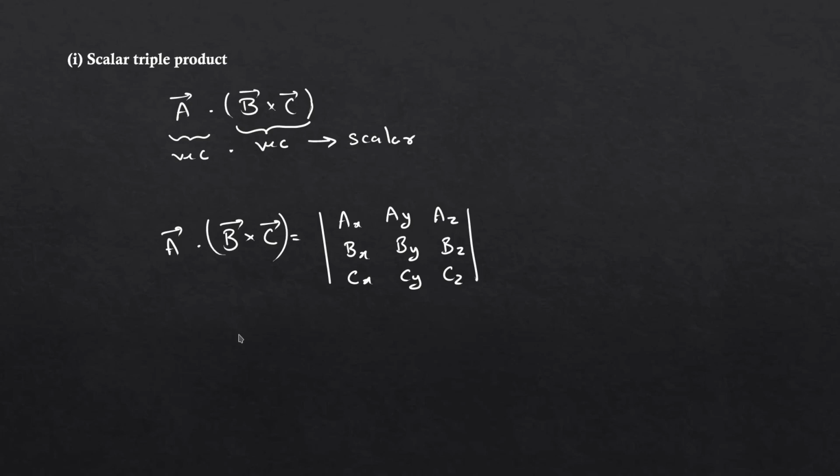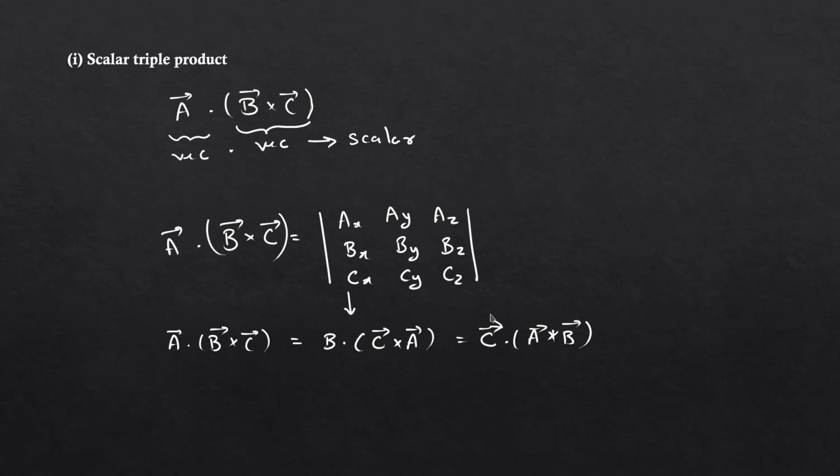This is also true in the form of permutation. They are actually equal. So A dot B cross C also equals B dot C cross A, which also equals C dot A cross B. This essentially comes from the property of the determinant, so you can take the permutation of it and the determinant will be the same. So that goes the same with the scalar triple product.